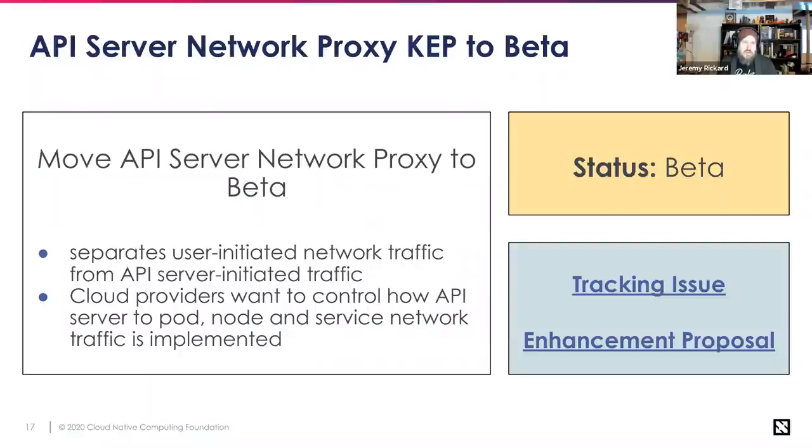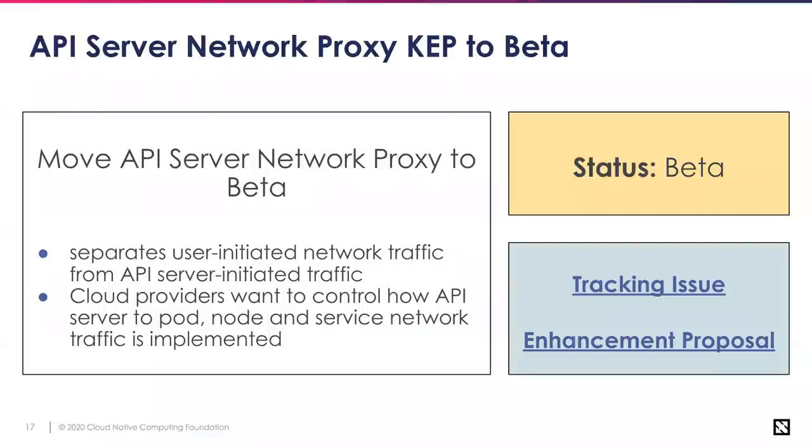Next one is API server network proxy, KEP proxy to beta. Some of the titles here are not... is everybody seeing it okay? Okay. So these are the titles from the issues in the repository. They probably need a little bit of massaging, but here, we're moving the API server network proxy to beta. This is something that's existed. It almost landed in 1.17, didn't quite make it, so it's made it into 1.18. It allows you to separate user initiated network traffic from API server initiated traffic, doing that kind of segregation to, again, help people control how requests are going.